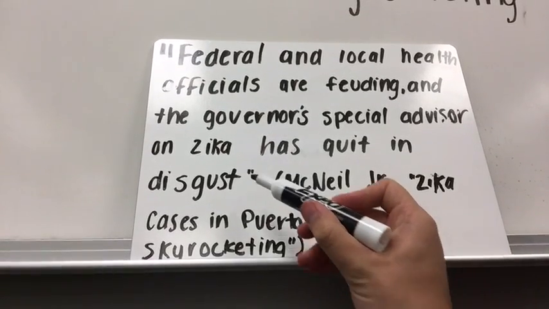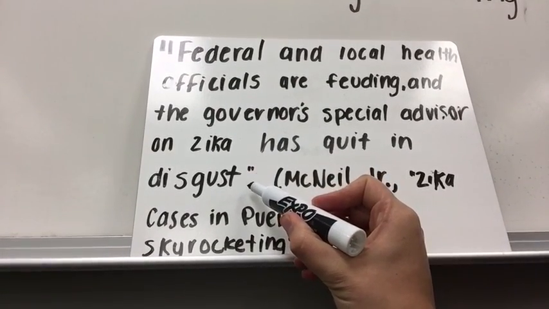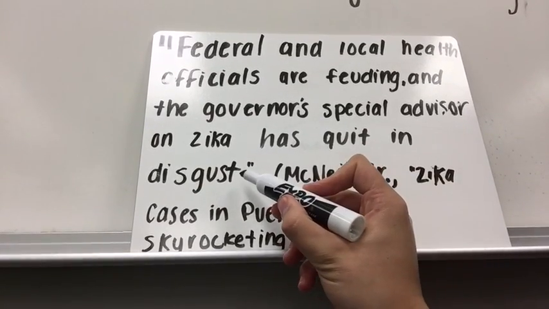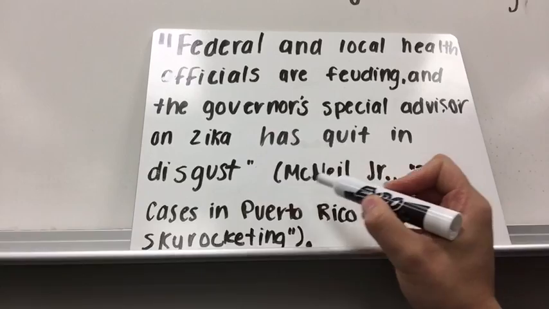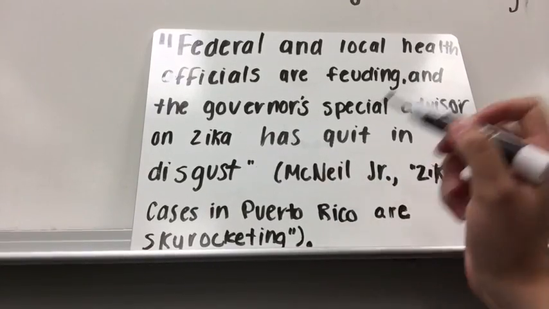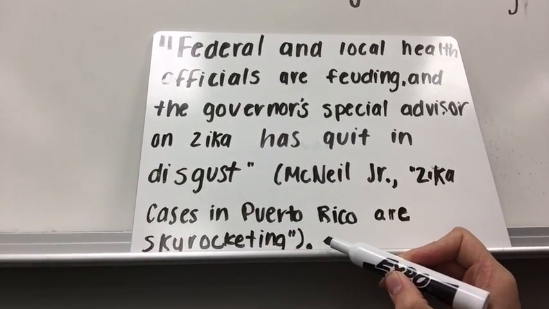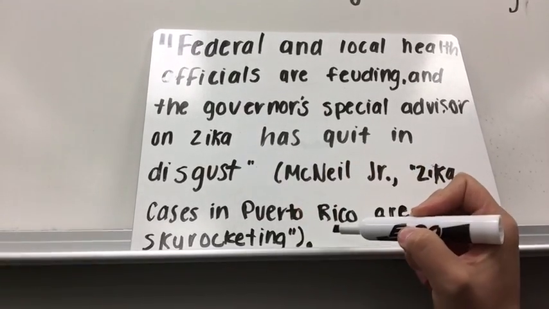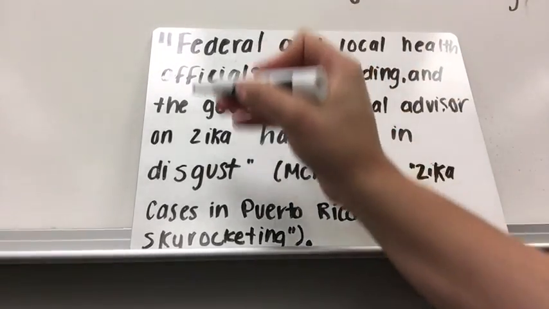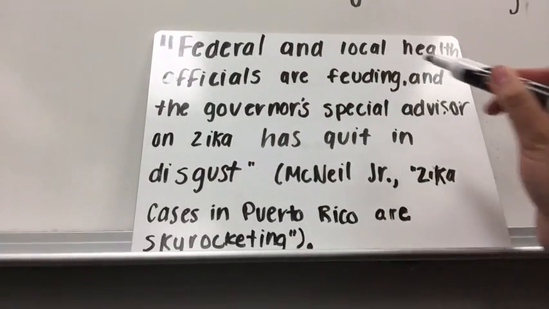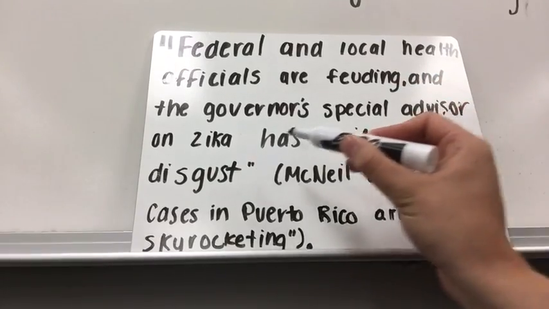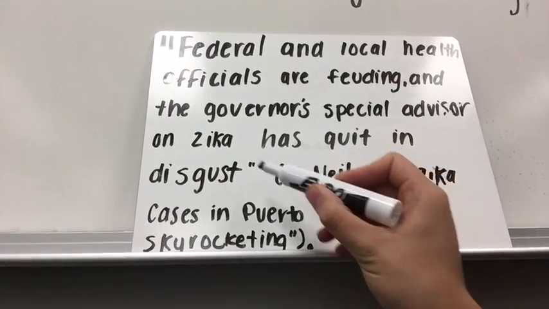You'll see that she did not put a period here. She did not close the sentence. The reason is, if she were to close the sentence here, then we wouldn't have any idea why this was here. The sentence ends after the in-text citation always. It does not end here, it ends here. This is all one sentence. So, federal and local health officials are feuding, and the governor's special advisor on Zika has quit in disgust.